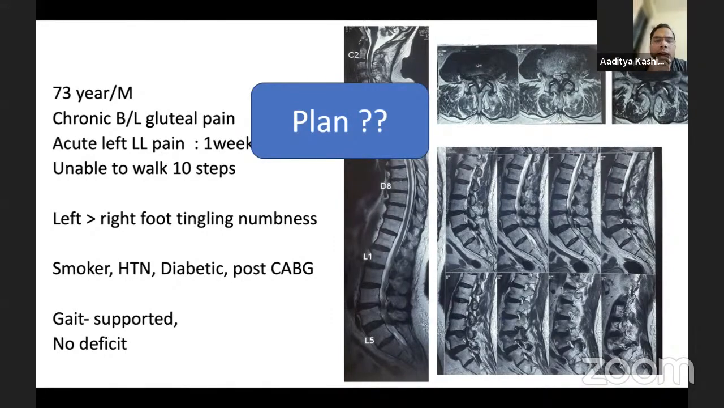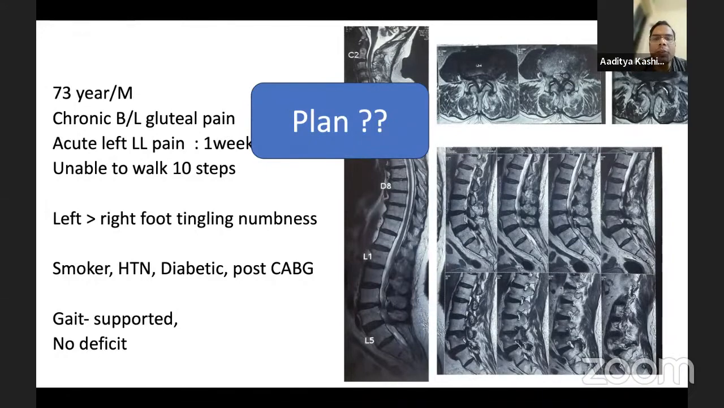So we have this elderly gentleman with typical symptoms of LCS. And as I can see, L5 is sacralized. So I can see around, I think, last 2 mobile segment LCS.